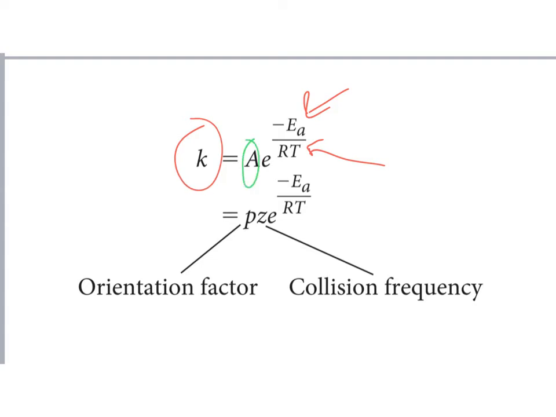But this factor of A is really made up of two different things. One of them is the orientation, and one of them is the collision frequency. Orientation was big in that last mechanism that we were looking at because the orientation was essentially flipping. Collision frequency, when you have two molecules, is also a big factor. So these two factors, depending on the type of mechanism, are big influences in this.